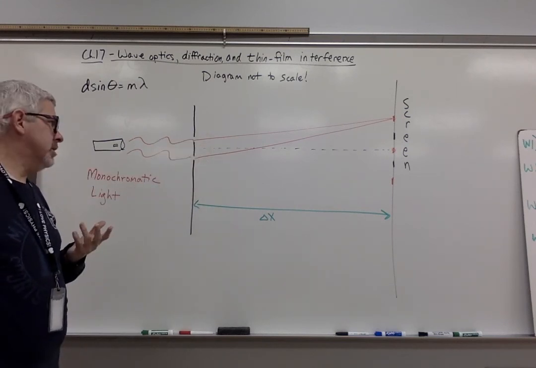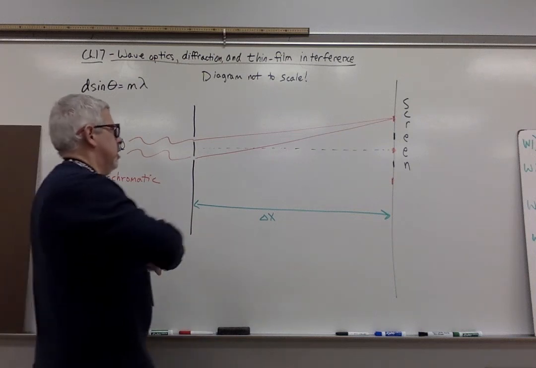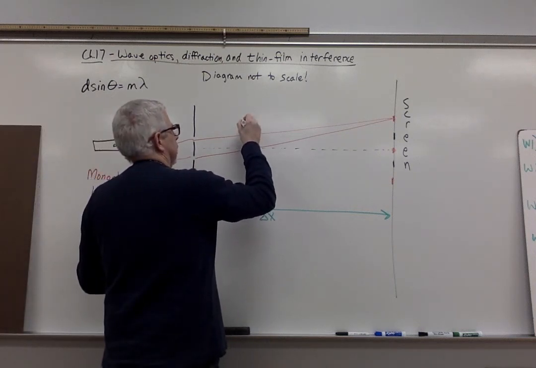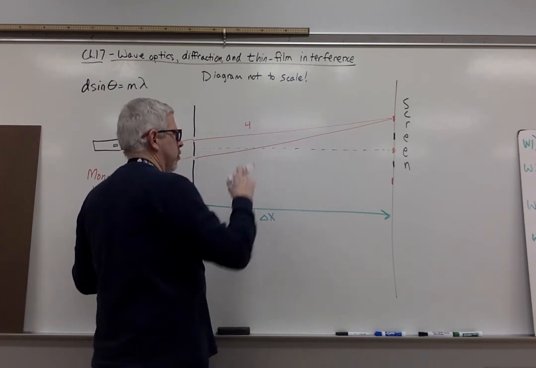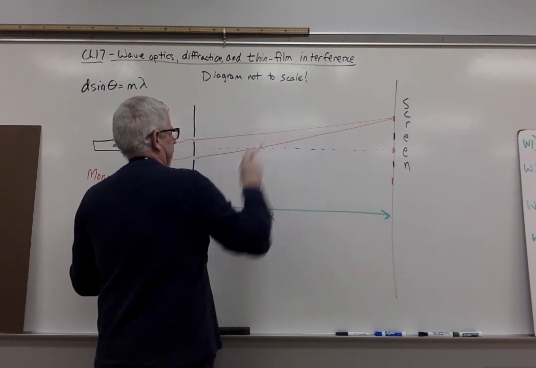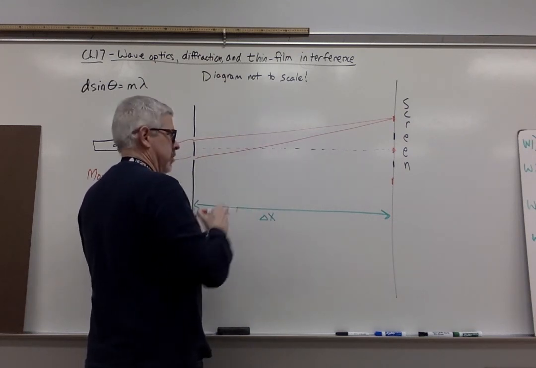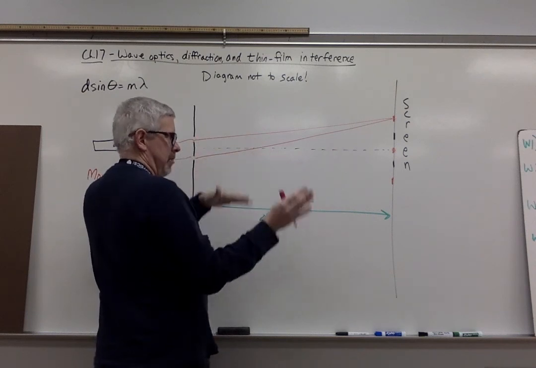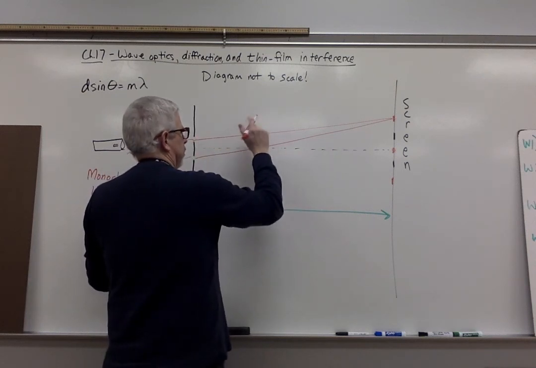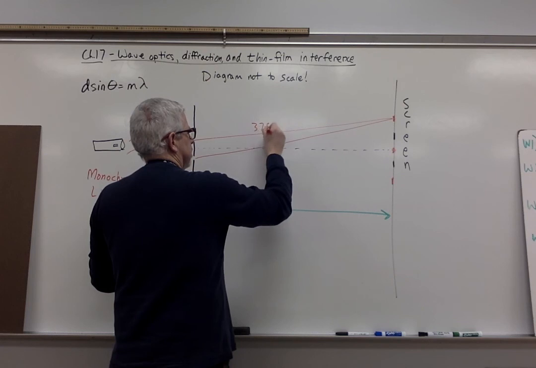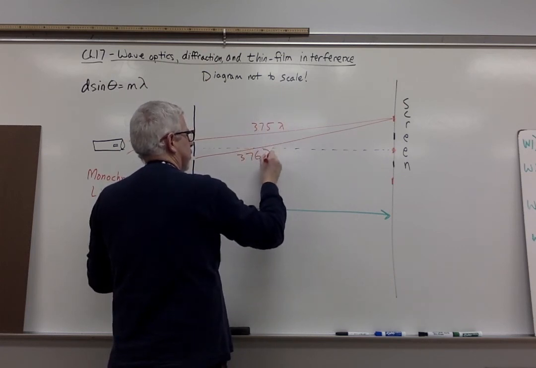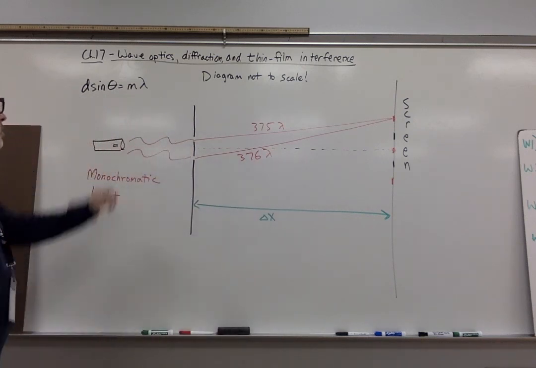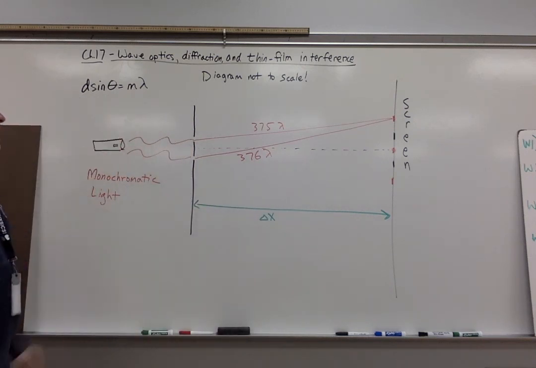So again, I don't care what the exact numbers are. Let's say that this one is, I don't know, 4,000. And if I could remember the numbers from before, I would. I'm bad at that. So again, these are dummy numbers. They're only for comparison to each other, not between the different examples. So I'll make this one very different. Let's say this one's 375 wavelengths, and this one would be 376 wavelengths. My path length difference is 1 wavelength, and I would get constructive interference from that.